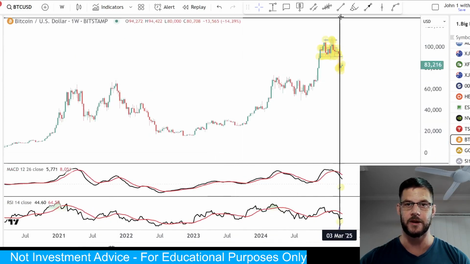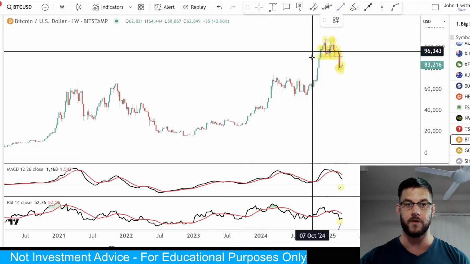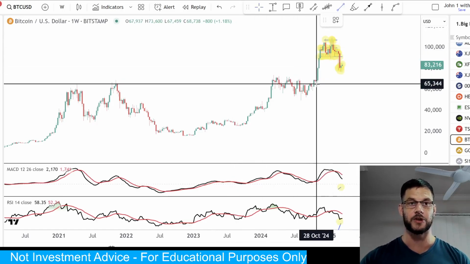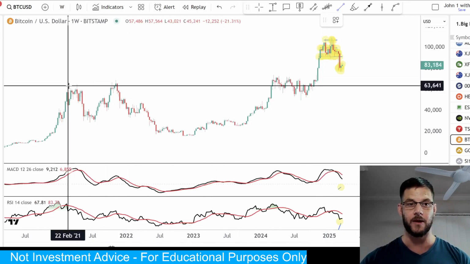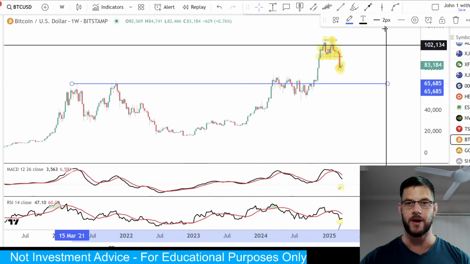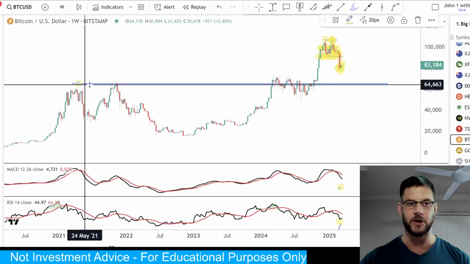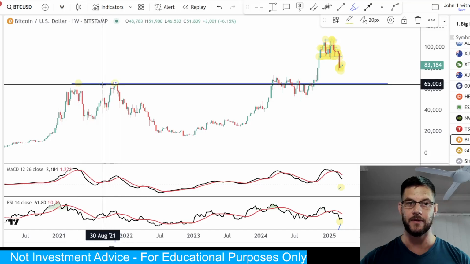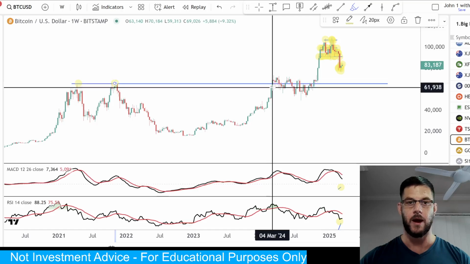I'm going back to a 5-year chart. So now we've moved from a 12-hour candlestick chart to a weekly candle chart that goes back 5 years. And you can see this level around $65,000 is pretty key on the chart. It was the major top in 21. It was the major top again later in 21, in November 21.